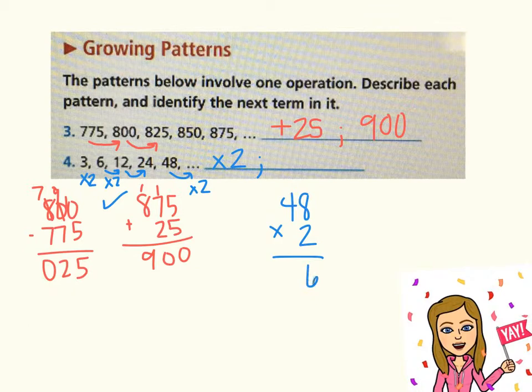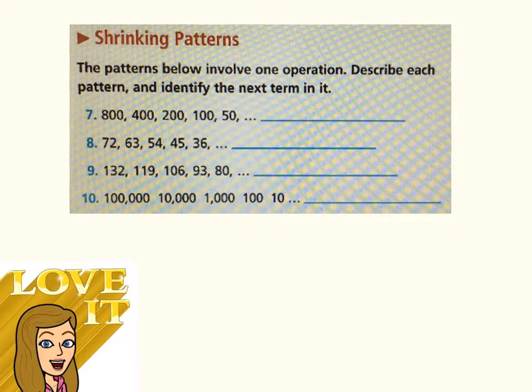So let's do that to find the next term. 2 times 8 is 16. 2 times 4 is 8 plus 1, 9. So the next term would be 96. Now, we've learned a lot about growing patterns, but now we're going to learn about shrinking patterns. Shrinking patterns are patterns that actually go down or decrease over time. The patterns below involve one operation, so most likely they will be subtracting or dividing. Describe each pattern and identify the next term in it.